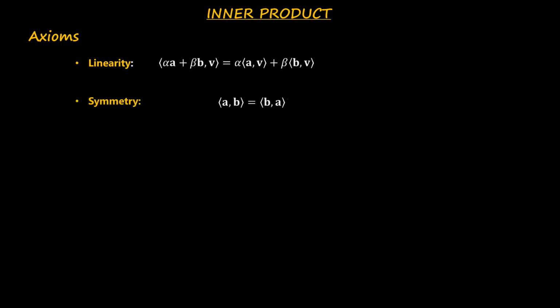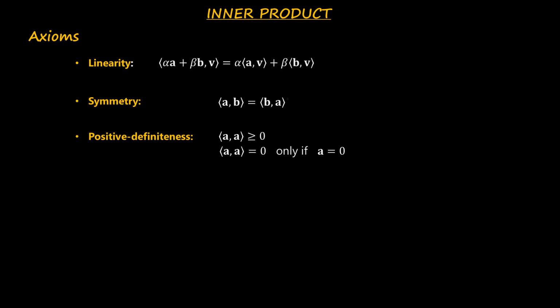Next, the symmetry axiom. So this guarantees that the inner product of two vectors is independent of the order we choose. And finally, the positive definiteness axiom, where the inner product of a vector with itself is always positive, and is only zero if the vector itself is zero.